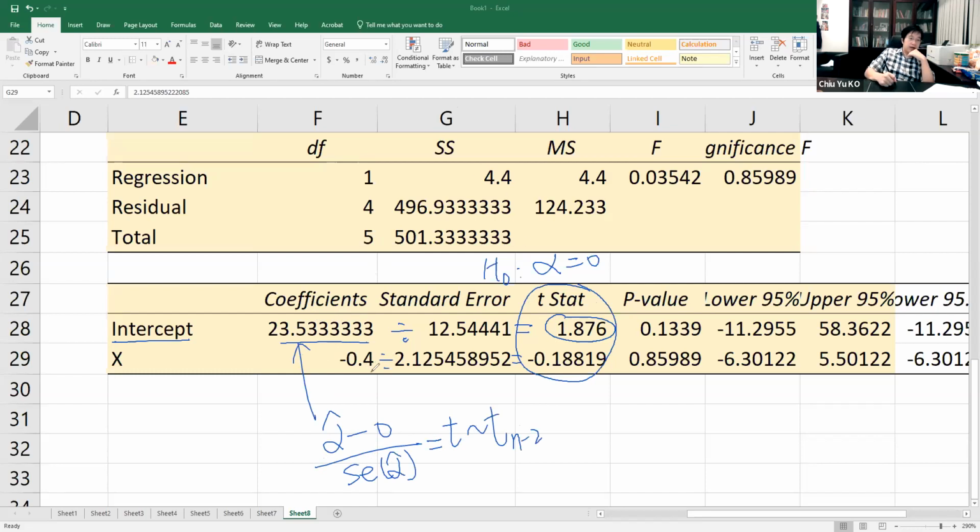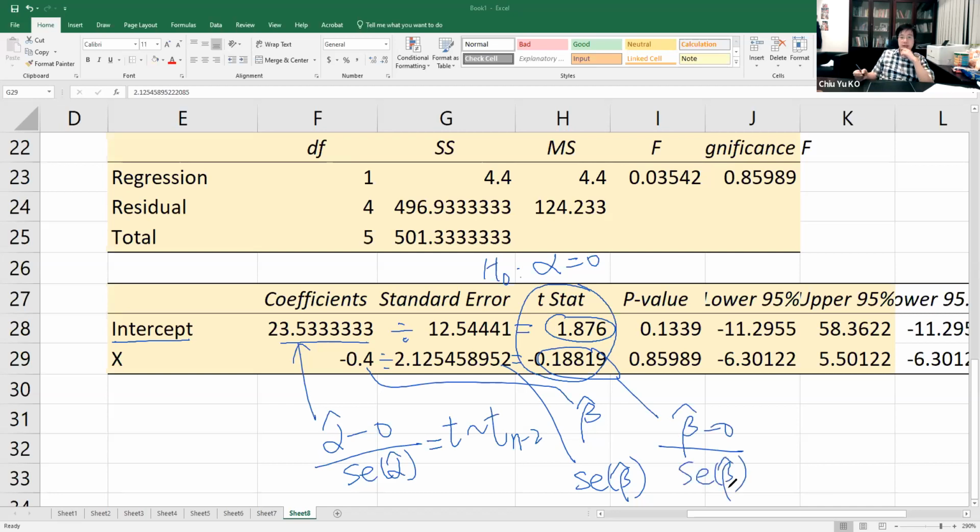And similarly, this is alpha hat, this is beta hat, and this is SE of beta hat. And this t stat is beta hat minus 0 over SE of beta hat. Is that clear what the number is?